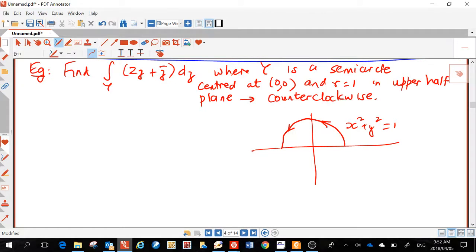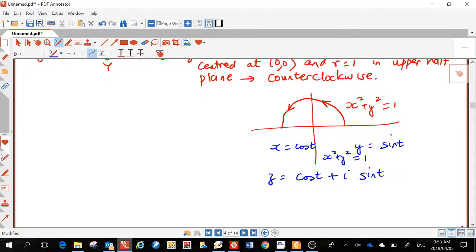A more intelligent possibility is to say, anyone knows? What's a more intelligent way of parameterizing a circle? Sine and cosine, right? You can say let x be cos t and y equals sine t. Then x squared plus y squared is indeed 1. Sine squared plus cos squared is indeed 1. That's a possible parameterization of a circle. The function z is x plus iy, so it's cos t plus i sine t. Or you may write this as e to the it.